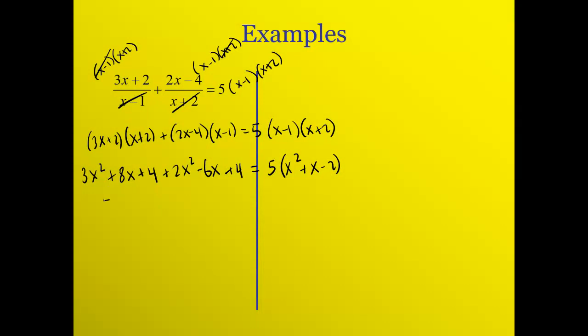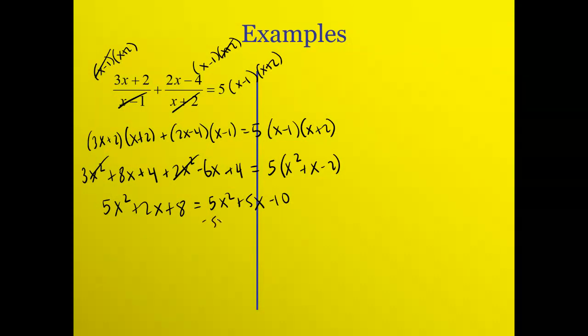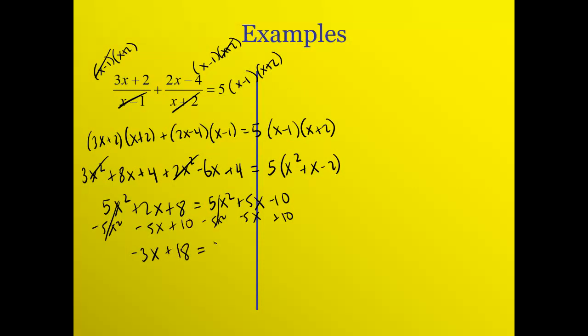Combine some like terms, I've got a 5x squared, right, from these. 8x minus 6x is plus 2x. 4 plus 4 is 8, equals 5x squared plus 5x minus 10. Let's put everything on one side. If I subtract 5x squared from both sides, it goes away. How nice. I'll subtract 5x, and I get negative 3x. I'll add 10, and I've got 18, and it equals 0.